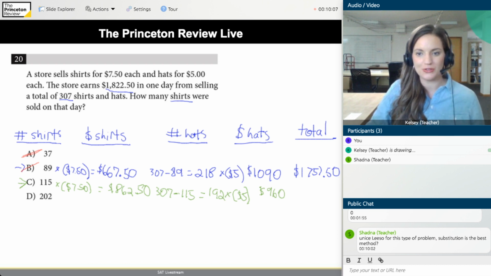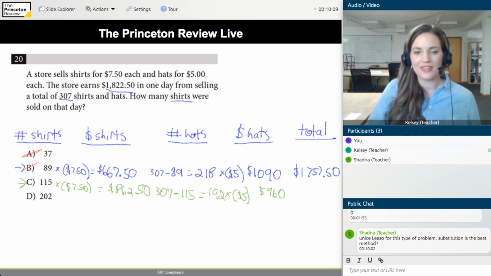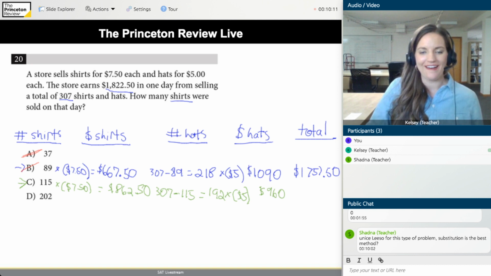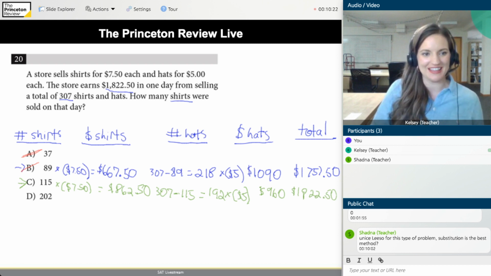I will get to that question in just a second. As I add these two numbers together, this is going to give us the total, which is $1,822.50. See, I knew that you were going to say that. The answer here is C, by the way. This one works. We don't have to do any more math.